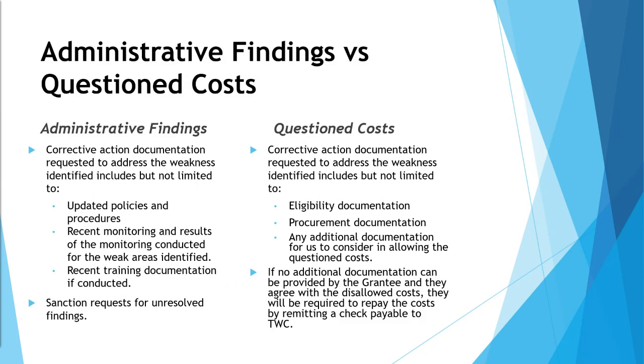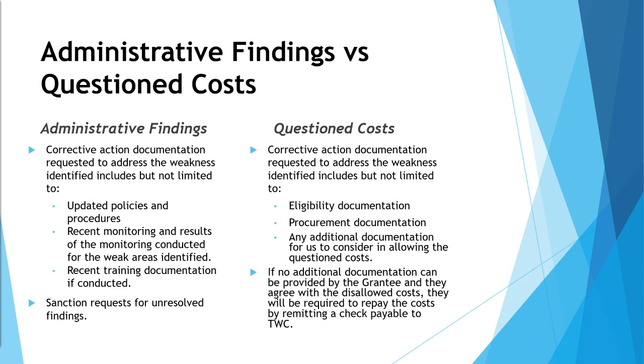In the monitoring reports, we have 2 types of findings. They're administrative findings or question costs. For administrative findings, for the corrective actions, we normally request information to address the weaknesses that were identified in the monitoring reports. These include, but are not limited to, any updated policies and procedures, recent monitoring and the results of the monitoring conducted for the weak areas identified, or any recent training documentation that may have been conducted. There's also sanction requests for unresolved findings if they go on.